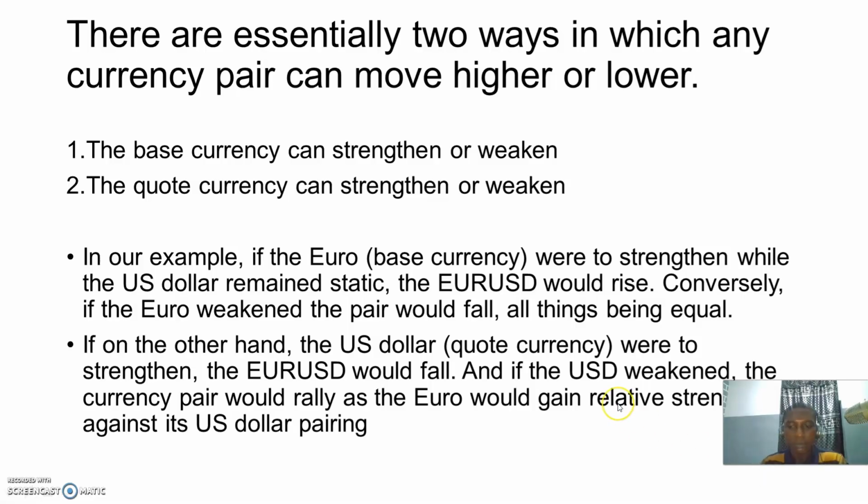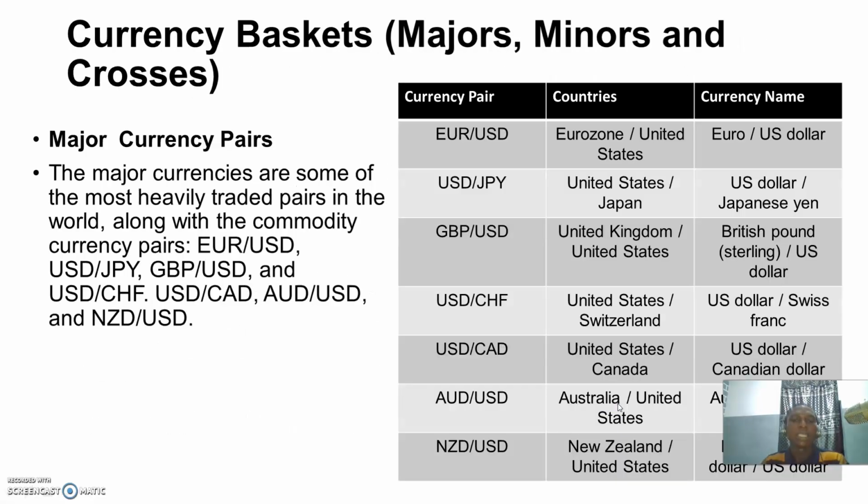Great. So next, there are what we call currency baskets. We have different types of currencies. We have major currencies, we have minor currencies, and we have cross currencies. So let's look at it. What are our major currencies? The major currencies are some of the most heavily traded pairs in the world, along with the commodity currency pair. Now, what are those major currency pairs?